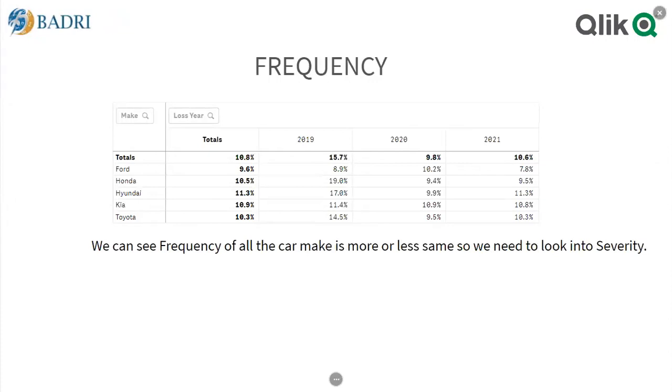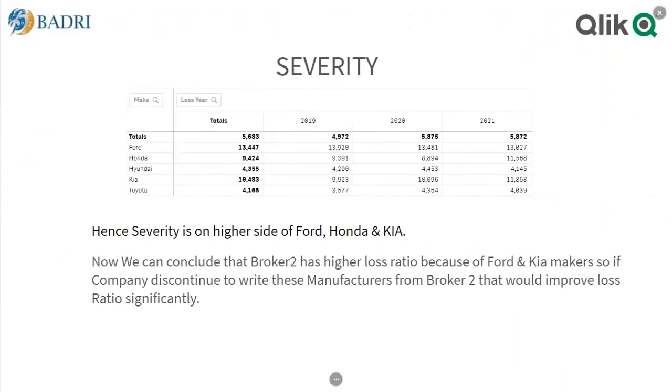We can see the frequency of all the car makes. The frequency is more or less the same for each make. So let's look into the severity element. All right. For severity, we have a higher ratio for Ford and Kia, and also for Honda. Now, we can conclude from these representations of frequency and severity that even though frequency wasn't very much affecting, the severity is higher for Ford, Honda, and Kia.